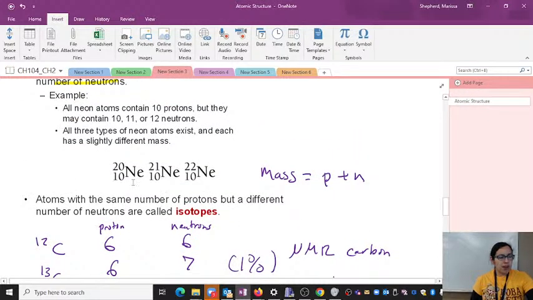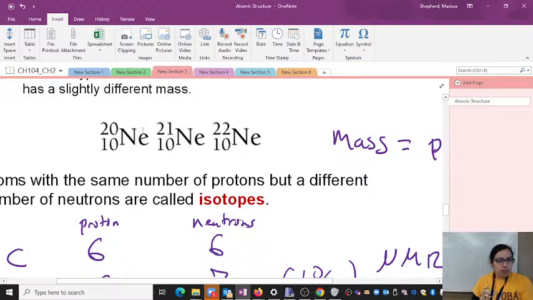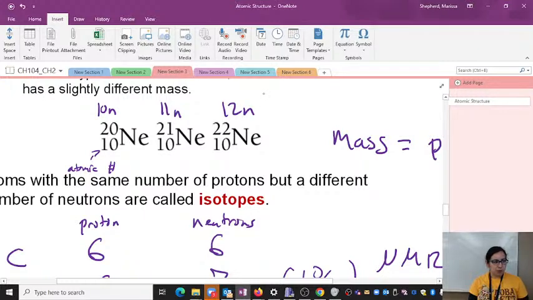So now going back to this neon representation. So this is just another way of writing the isotopes. So they give you the total mass and of course your atomic number. And again, they all have 10 as their atomic number. They all have to have 10 protons, but they just differ in the number of neutrons. So this has 10 neutrons, 11 neutrons, and 12 neutrons.